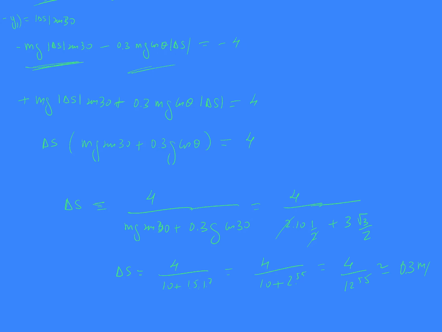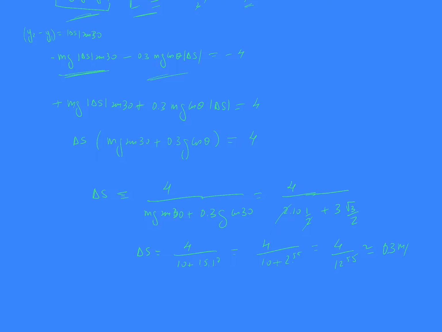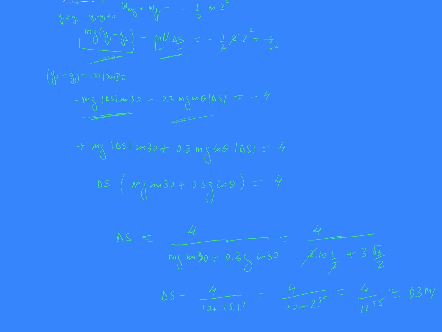Maybe I made a mistake because I'm too tired. But let me check it. I think I didn't make any mistake. These two forces are negative. The change in the kinetic energy has to be negative, of course. No, I don't think I made any mistake. So I think it goes 0.3 meters up on the inclined plane.